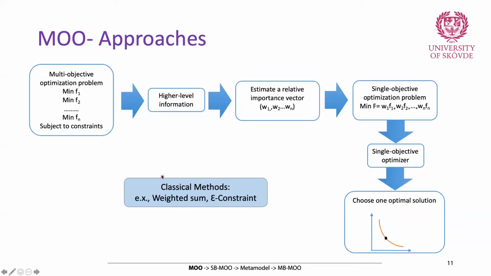There are different methods that use this approach, and classical methods, including weighted sum and epsilon constraints, are some examples of these approaches.